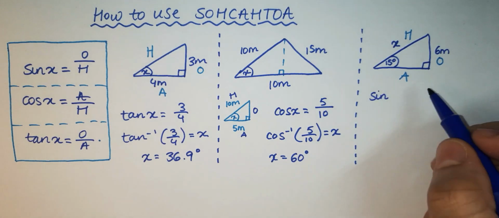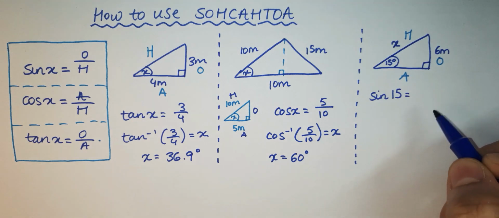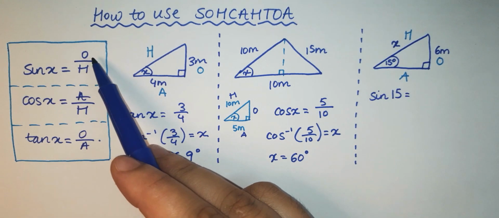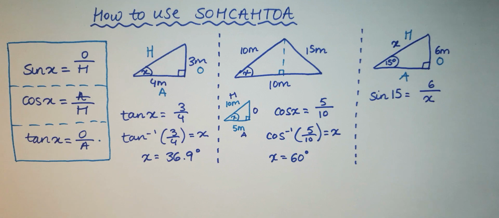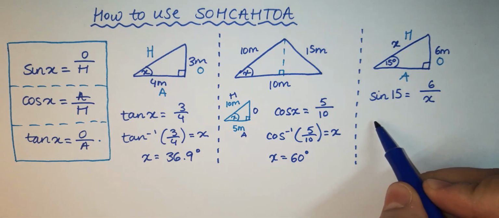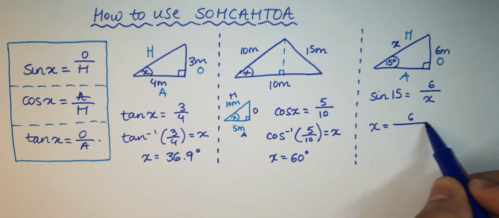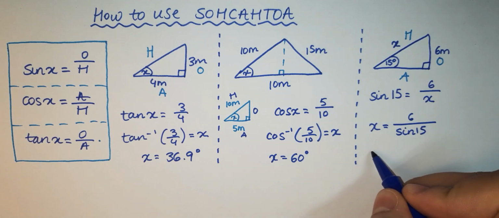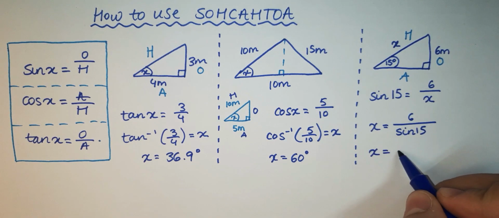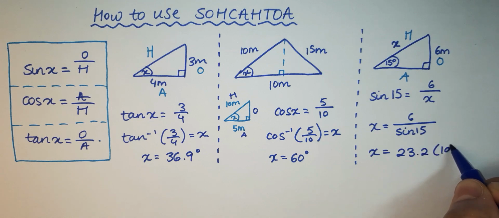Now, instead of writing sine of x, we write sine of 15 is equal to, now sine is opposite over hypotenuse. So the opposite is 6 over x. So that's the first line of working out that you need to show. Now the next thing that you need to do is rearrange for x. So x is equal to 6 over sine 15. Yeah? And what we do then is just put that into our calculator to find out the value of x.